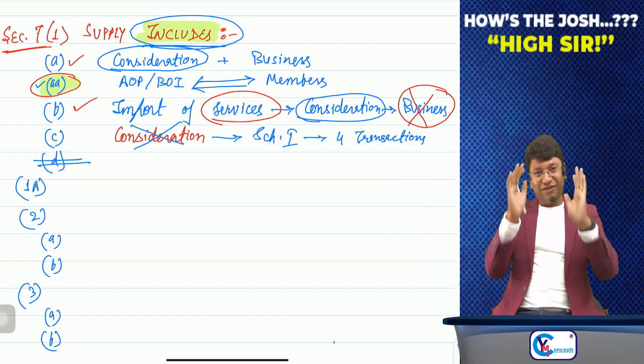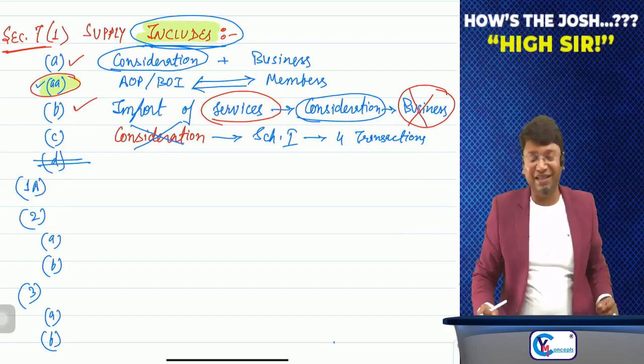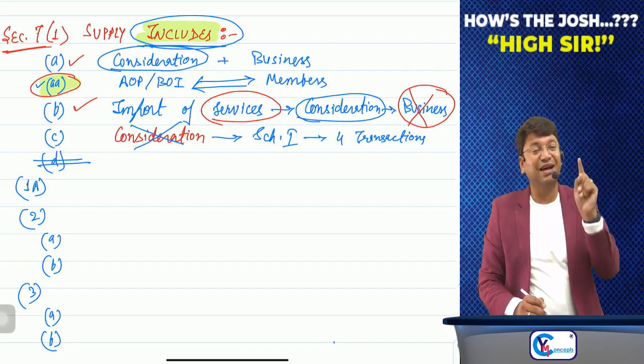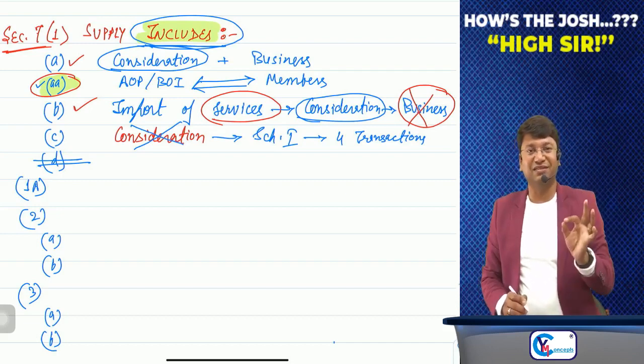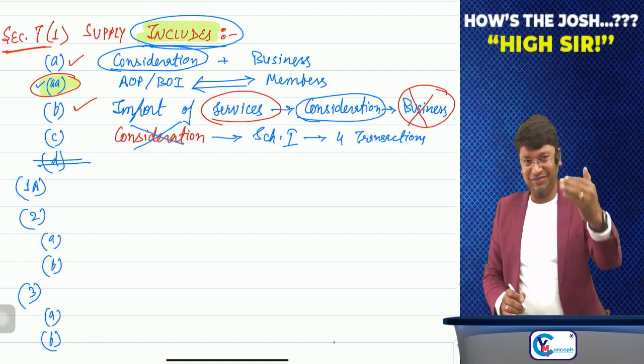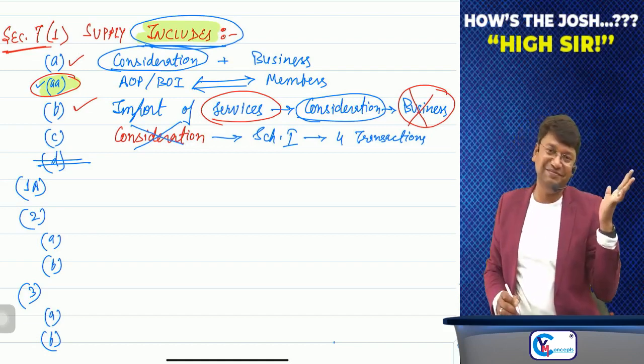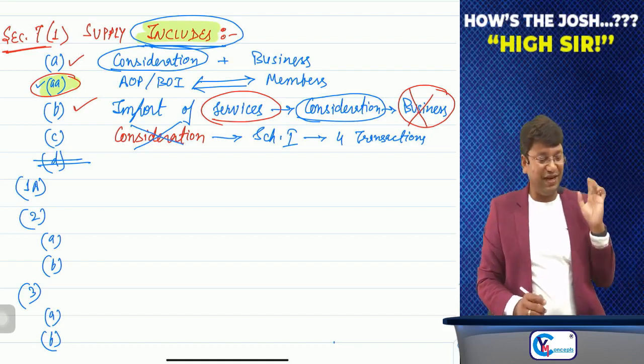Clear? Sir, for this session, this is enough. I hope you are getting the concept. So we have read the term supply. The term supply, section number 7, subsection 1. Supply includes clause number A, clause number double A, clause number B, and C is pending. Clear? I hope you are getting the concept.